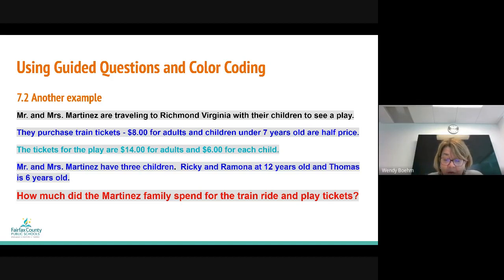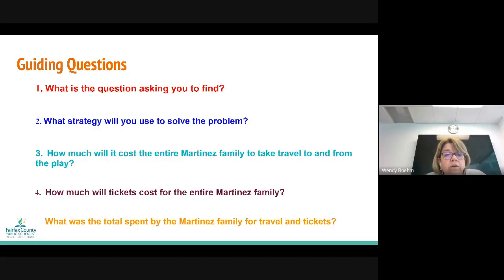Using guiding questions and color-coding the problem, the students are able to highlight the information needed to answer each question. So we're going to go forward, and then we'll come back to this slide. So what is the question asking you to find? What is the strategy you use to solve the problem? How much will it cost the Martinez family to travel to and from the play? How much will the tickets cost for the entire Martinez family? And what was the total spent by the Martinez family for travel and tickets?